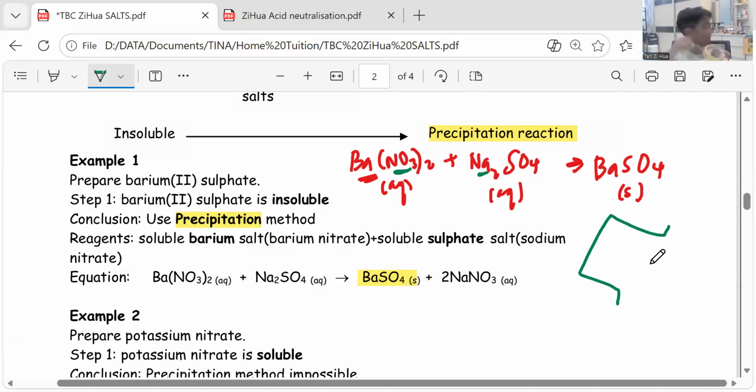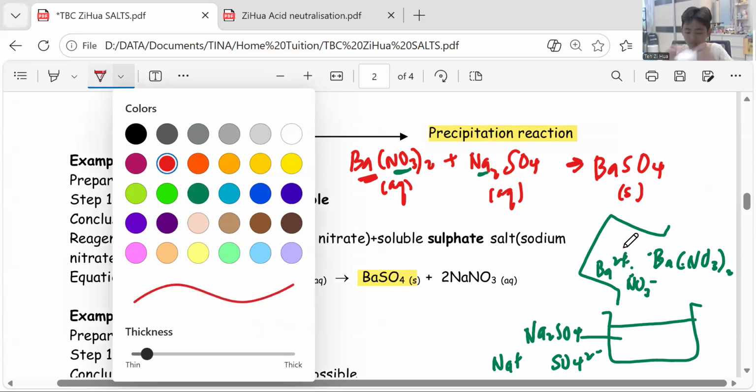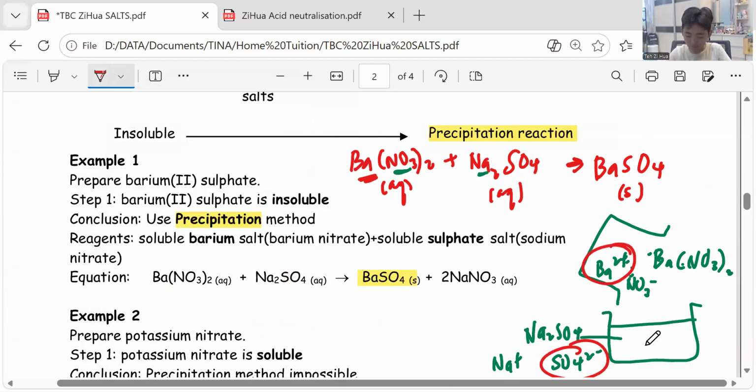When you take this soluble barium nitrate, which has barium ion and nitrate ion swimming around, and you put inside sodium sulfate, which has sodium ion and sulfate ion swimming around, immediately barium will go and find sulfate, because that is what insoluble salts mean. Insoluble salts means they love each other so much. So they immediately combine to form barium sulfate. And because they're insoluble, they form a solid at the bottom. Can you see that?